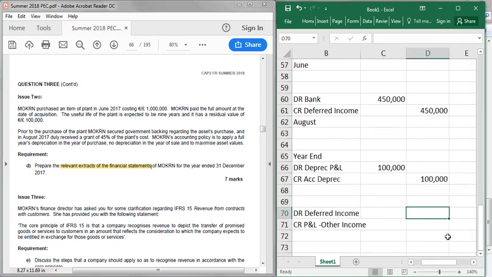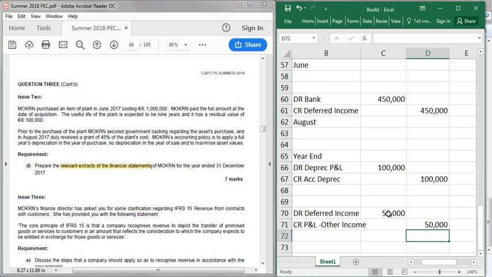So the logic is here, you're not allowed to recognize this grant income straight away. You're going to recognize it over the useful life of the plant, which is 9 years. You can either do that by reducing the plant cost by 450 and therefore having a lower depreciation amount each year, or the way we're going about it is you're going to release 50, which is 1/9 of the grant each year, into the accounts.